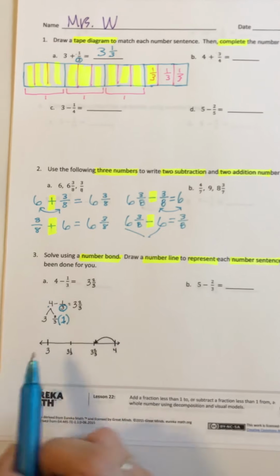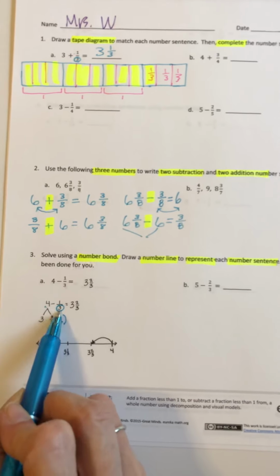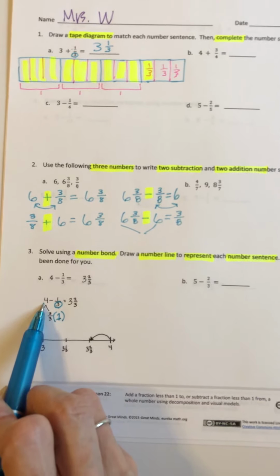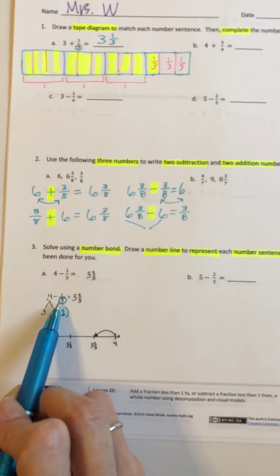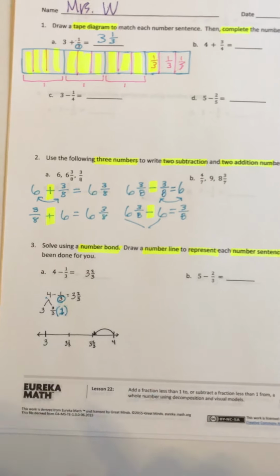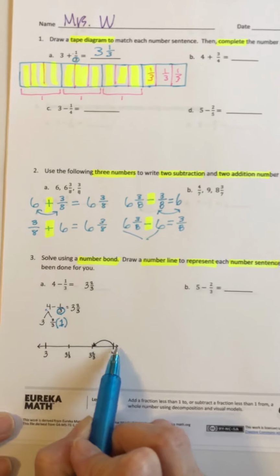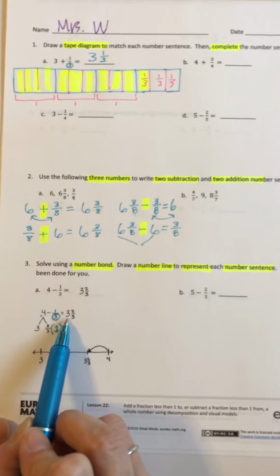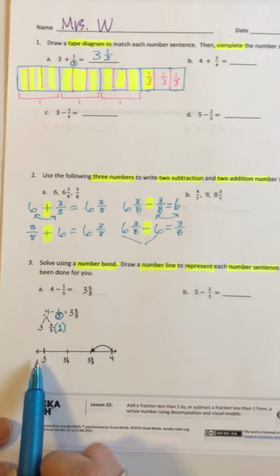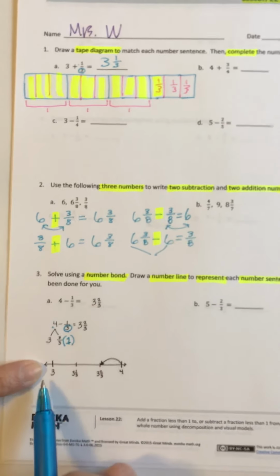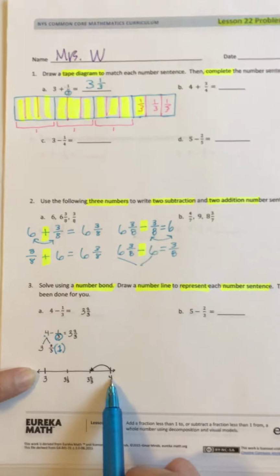Now you have 4 minus a third. If you start with 4 wholes and you're taking away anything from 4 wholes, you automatically are going to end up in the 3 wholes range. So your number line, if you know your answer is going to be somewhere in the 3s, should just represent 3 wholes up to 4 wholes.